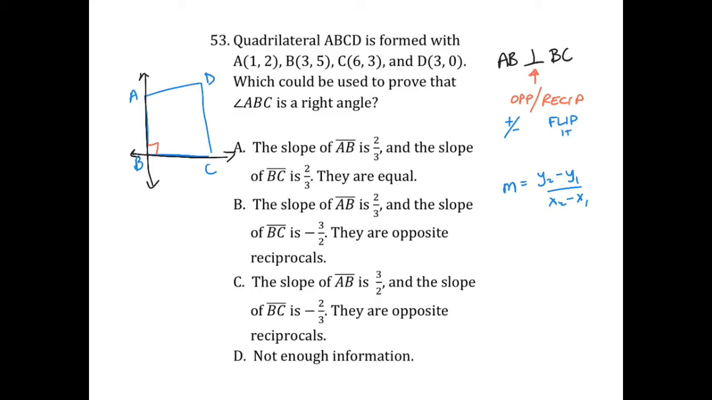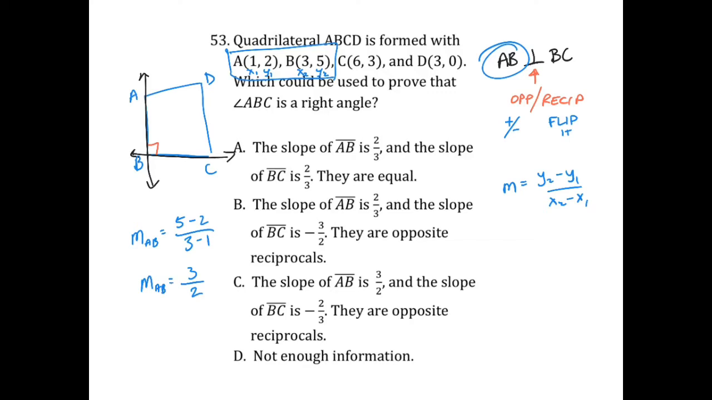So let's look at the slope of AB right here. So we can call this x1, y1, x2, y2. And the slope of AB is going to equal, subtract the y values, 5 minus 2, subtract the x values, 3 minus 1. 5 minus 2 is 3, 3 minus 1 is 2. So the slope of AB is equal to 3 halves.